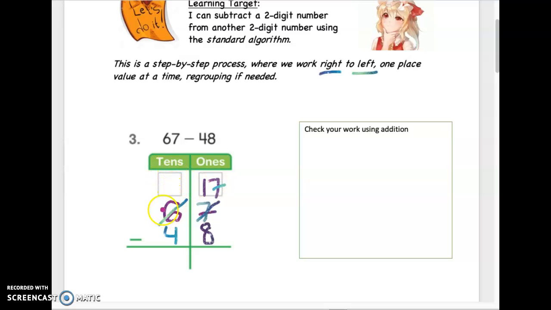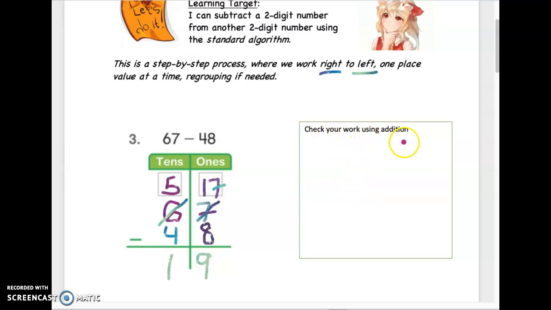And in my tens place, I no longer have a 6, but I have a 5. Now I have 17 ones minus 8 ones, which gives me 9 ones. Moving on to my tens place value, I have 5 minus 4, which gives me 1. I have 1 in the 10s and 9 in the ones. So we call this the difference. The difference is the answer we get when we subtract numbers.